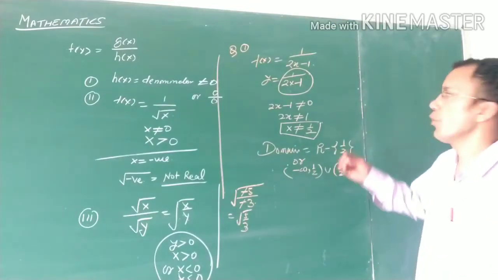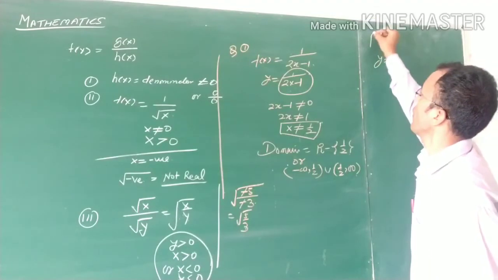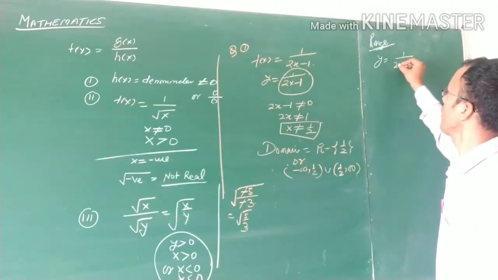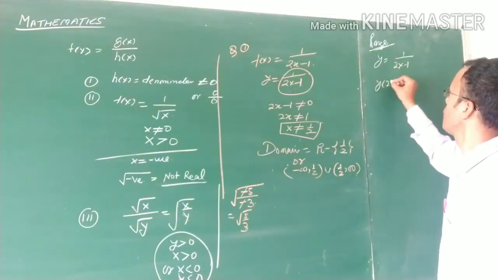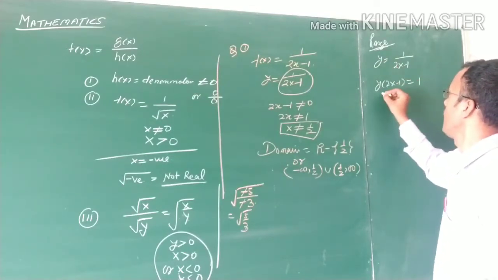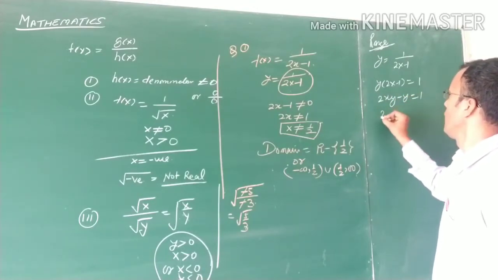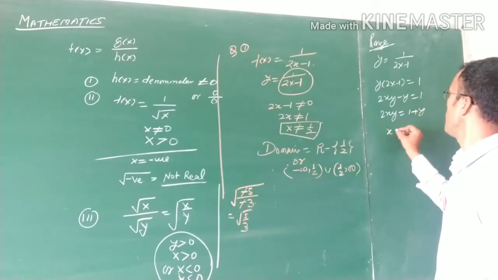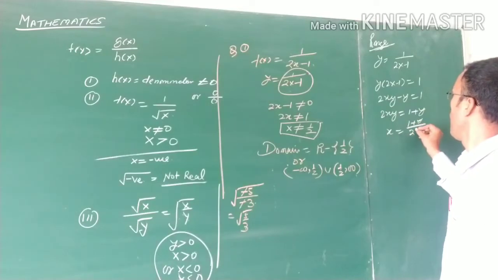Now put this one in reverse. See this one, I am talking about the range of the function. y is equal to 1 upon 2x minus 1. Cross multiply: y times (2x minus 1) is equal to 1. So 2xy minus y is equal to 1, then 2xy is equal to 1 plus y, and then x is equal to (1 plus y) upon 2y.